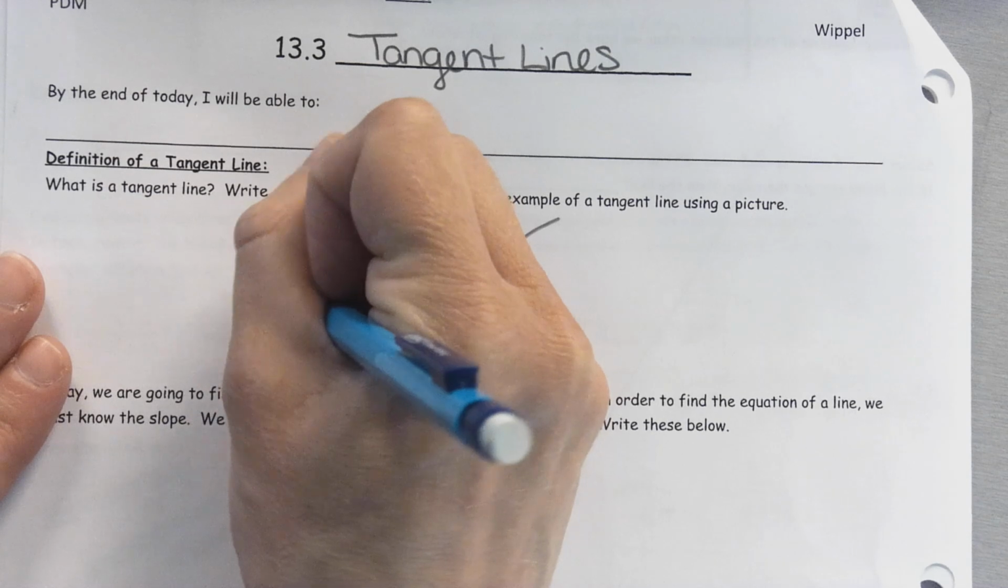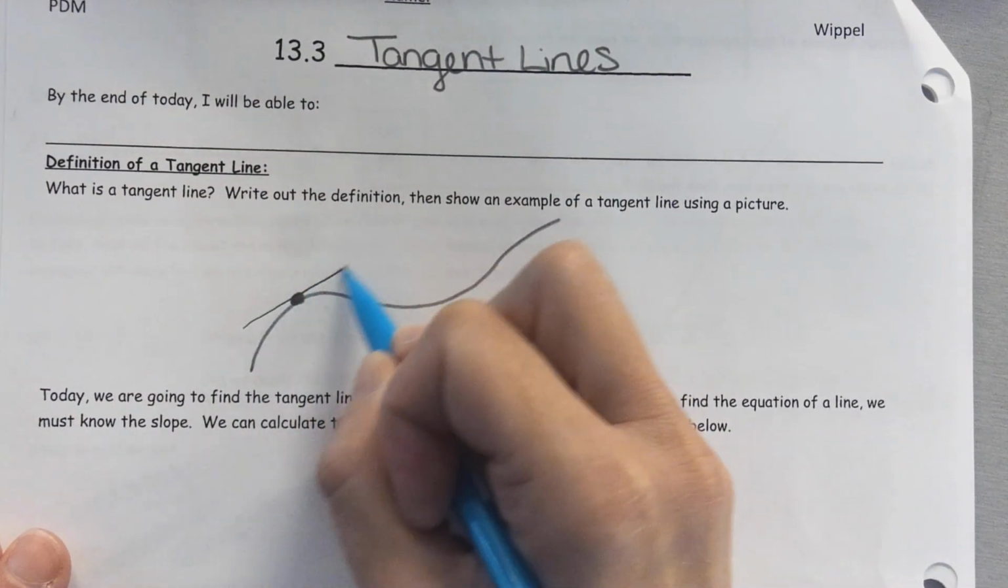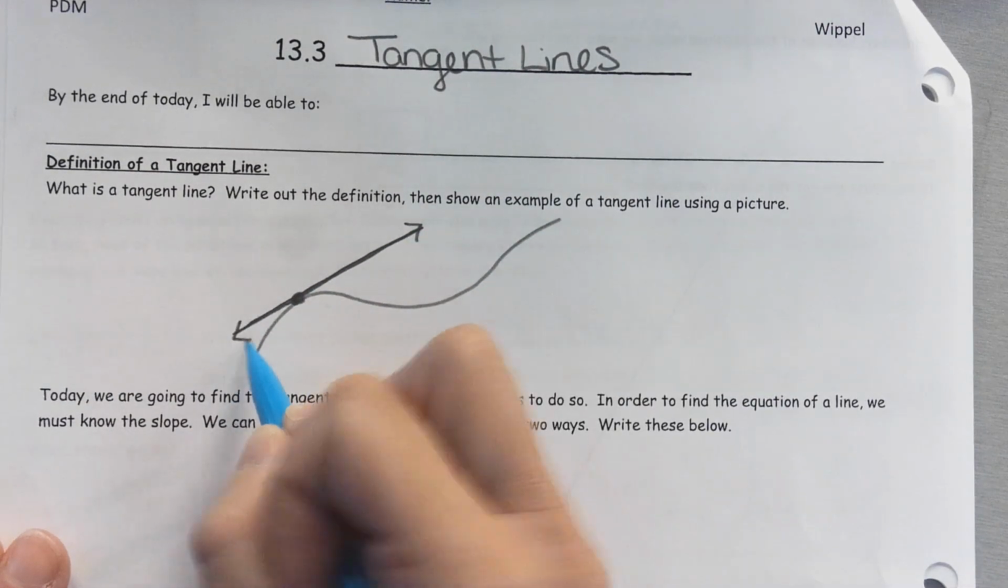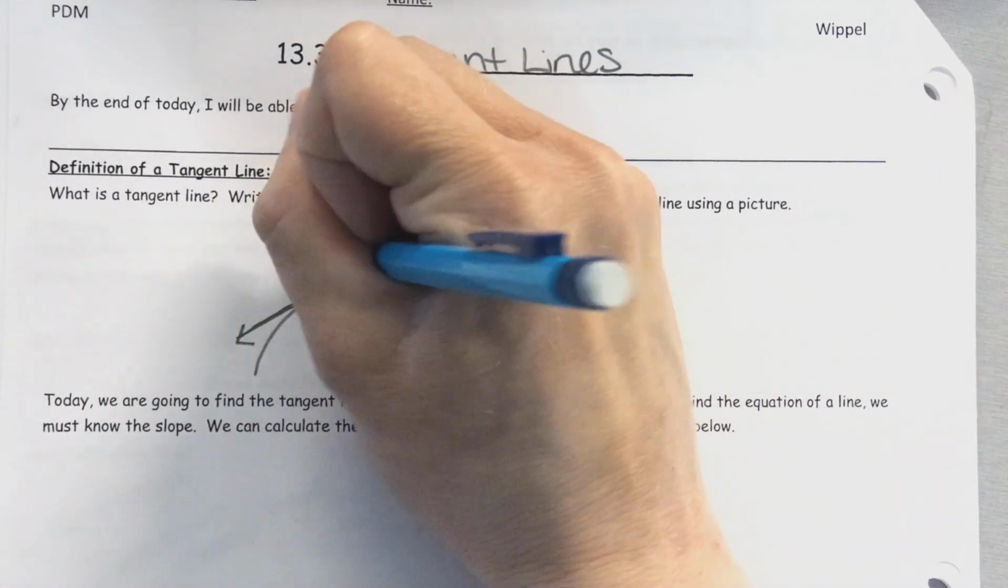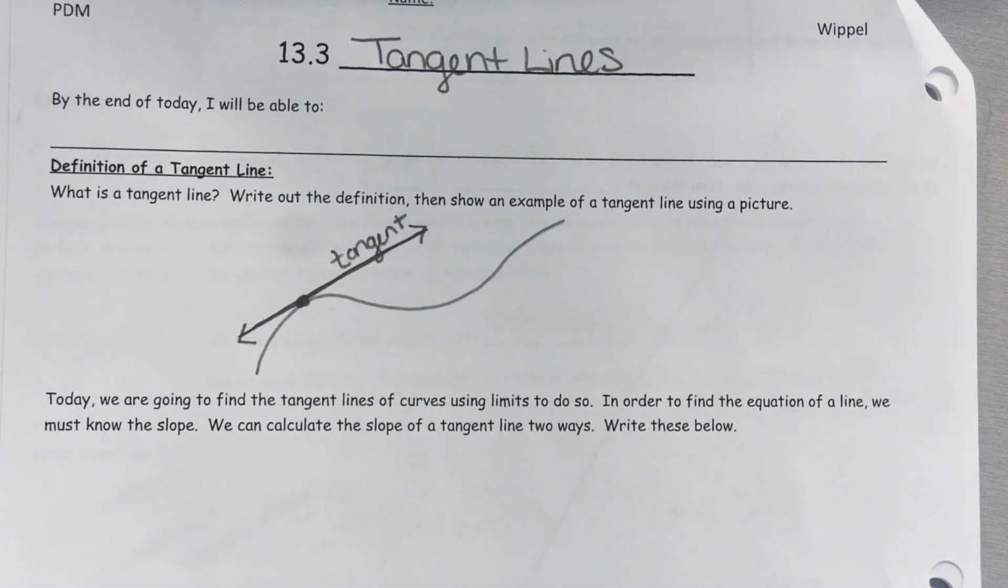a line that's tangent to a certain point. So let's say I want to find the line tangent to that point. A tangent line, remember, touches the graph at exactly one spot. So this would be my tangent line. Your tangent line, the slope of that is equal to the derivative.